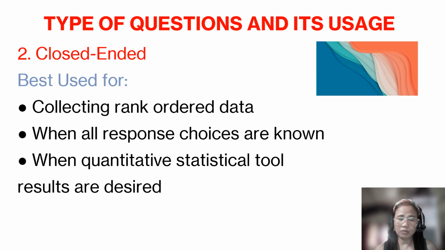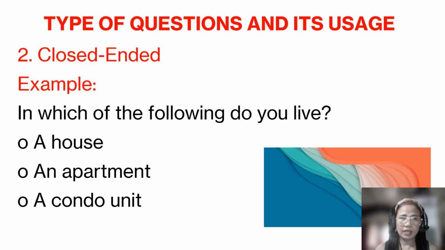So, close-ended questions are best used for collecting rank order data, when all response choices are known, and when quantitative statistical tool results are desired. So close-ended questions are usually used with quantitative research, while open-ended questions are used when conducting qualitative research. So this is an example of a close-ended question: in which of the following do you live? A house, an apartment, or a condo unit?